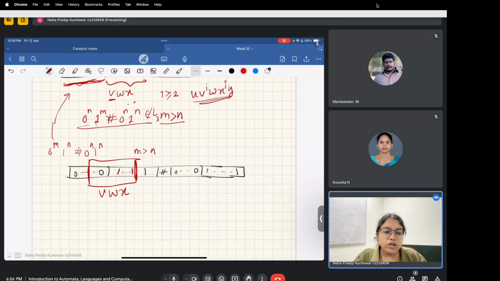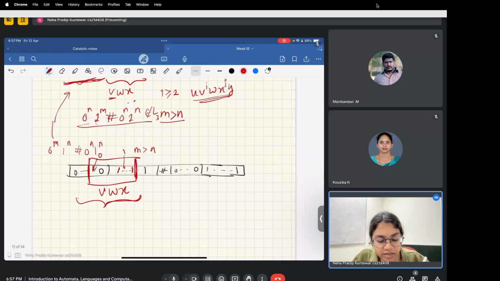Okay, so now what happens is if you pump up the string, then either you will end up increasing the number of zeros or you will end up increasing the number of ones. Then this string here is clearly of length larger than the length of the string here. So if this is maybe length p1 and this is length p2, then p1 is clearly larger than p2.